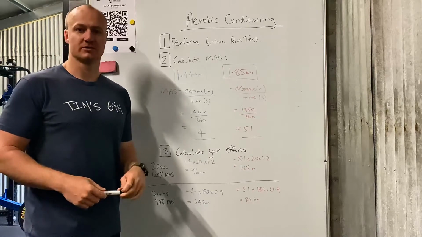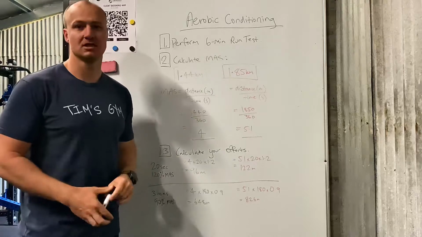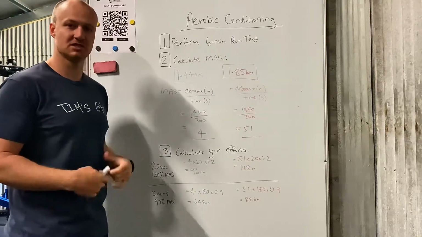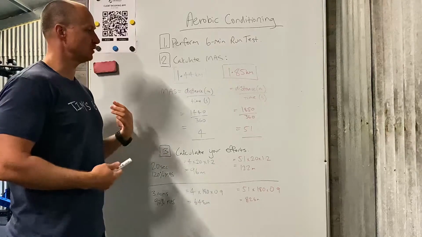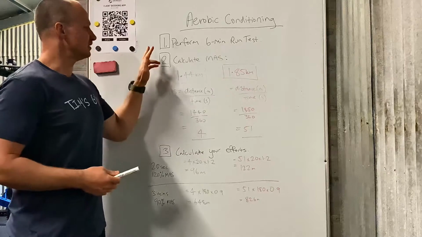Here's a quick video to explain how to calculate your MAS. MAS is the lowest speed required for you to reach your VO2 max. This is individual to you, so this really helps us individualize your aerobic conditioning. There are a few steps involved.